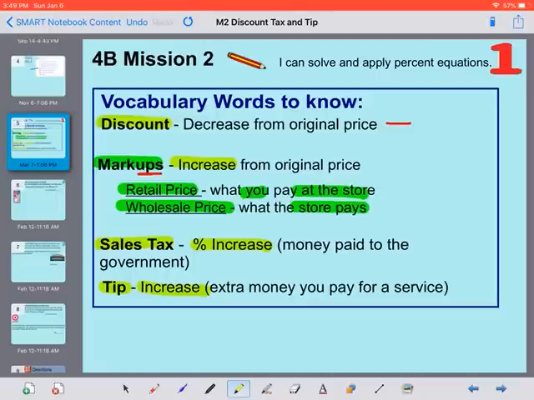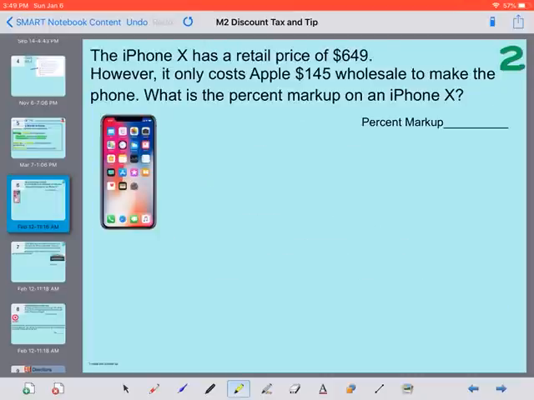So a service could be having food delivered, or someone waiting on your table, like bringing you your Pepsi or whatever to your table. That's a service. If you go to the nail salon and get your nails done, you pay them because they're doing you a service. They're doing something for you. Okay? So let's take a look at a problem or an equation.